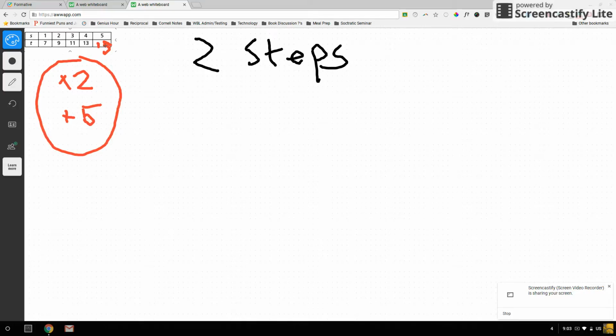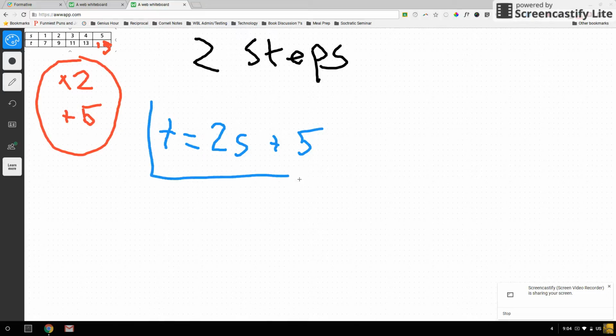We're trying to figure out the bottom one. The bottom one is our output. So we're going to start our function with that letter. T equals. We took s times 2 first. So I'm going to write the algebraic one, I'm going to put 2s, because that's 2 times s. And then our second step was to add 5. So our entire number sentence, our function, would look like this: t equals 2s plus 5.